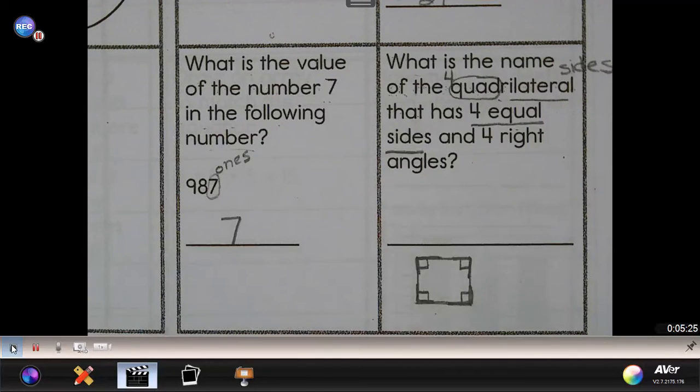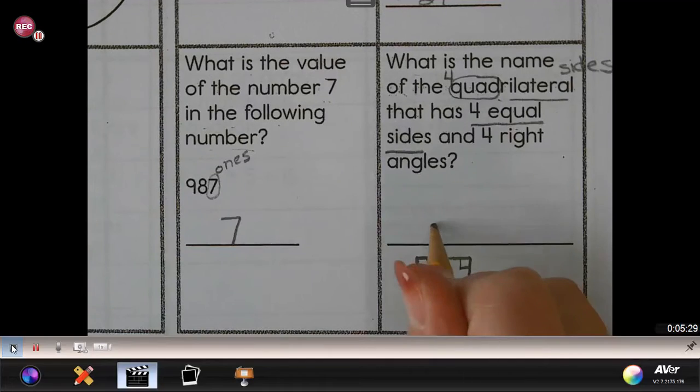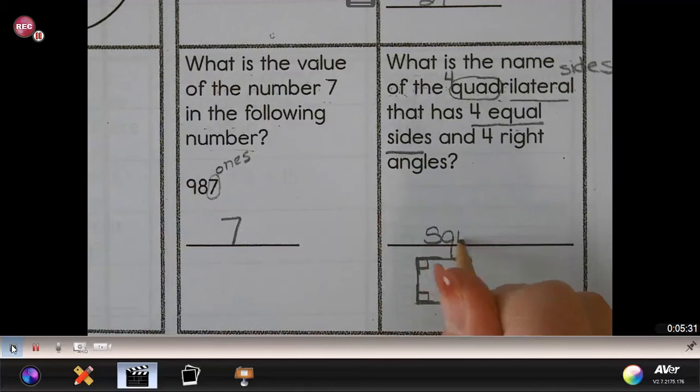So what would we call this particular quadrilateral? This quadrilateral is called a square.